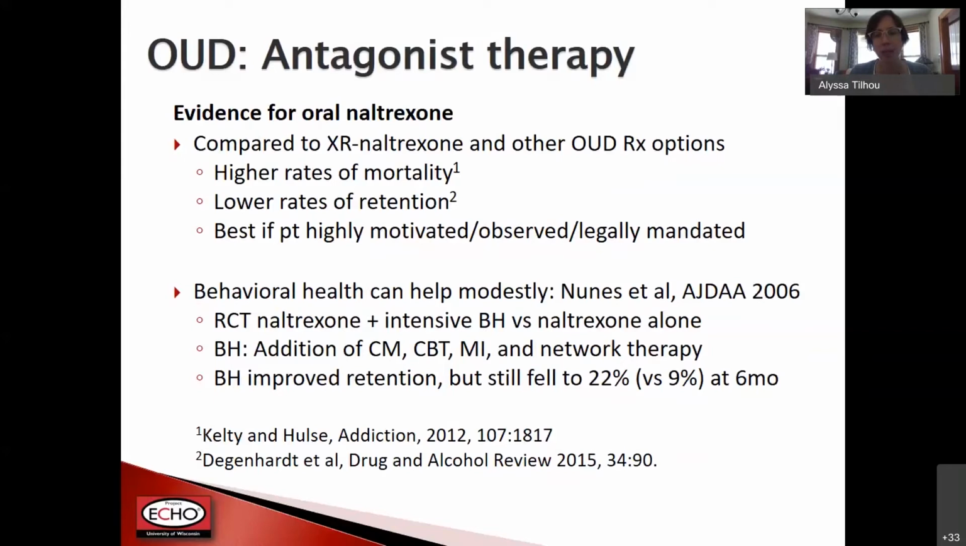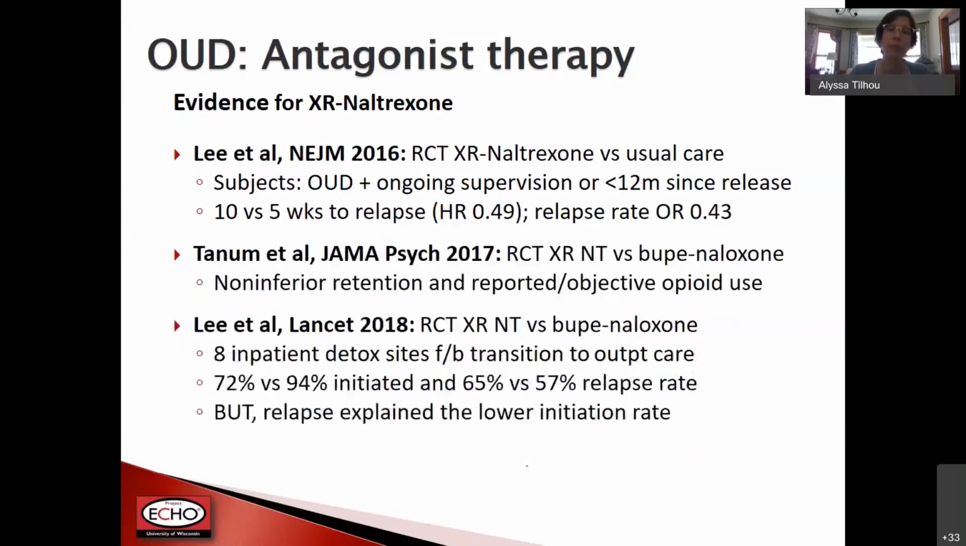The biggest challenge with oral naltrexone is obviously retention. The evidence for extended release naltrexone is stronger. I realize I modified the slides a little bit. The first one on your handout is basically a trial that established the efficacy of extended release naltrexone for relapse and retention, I believe.